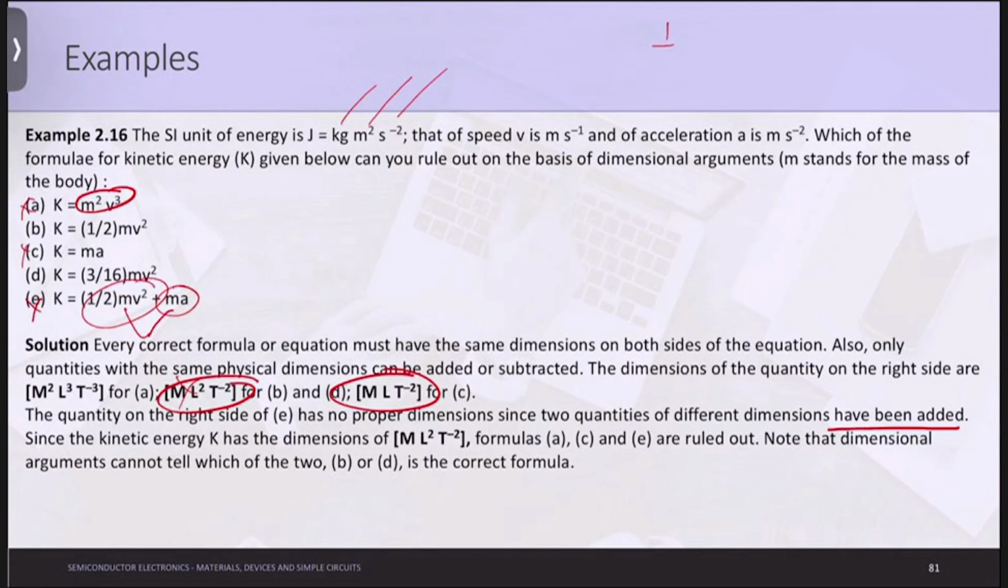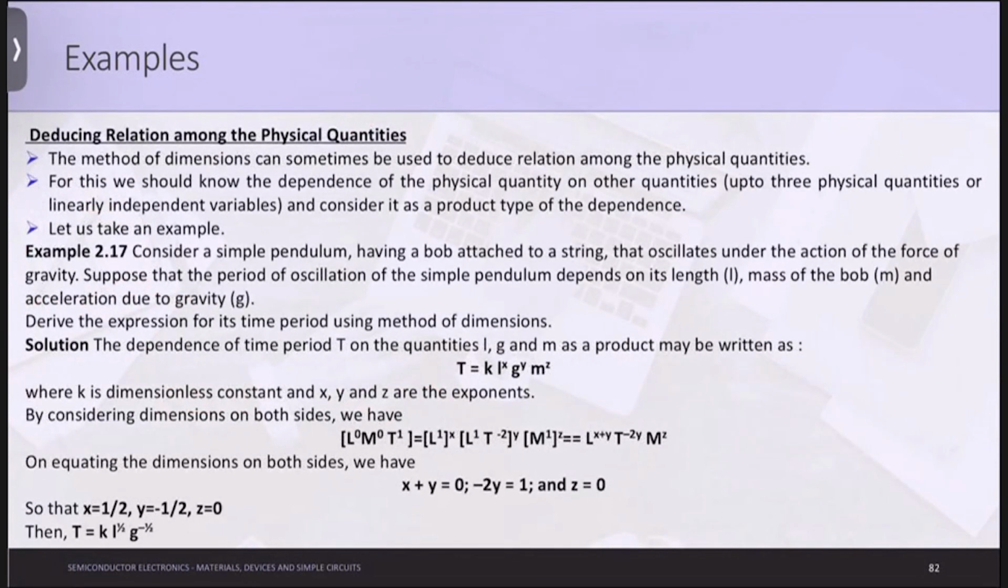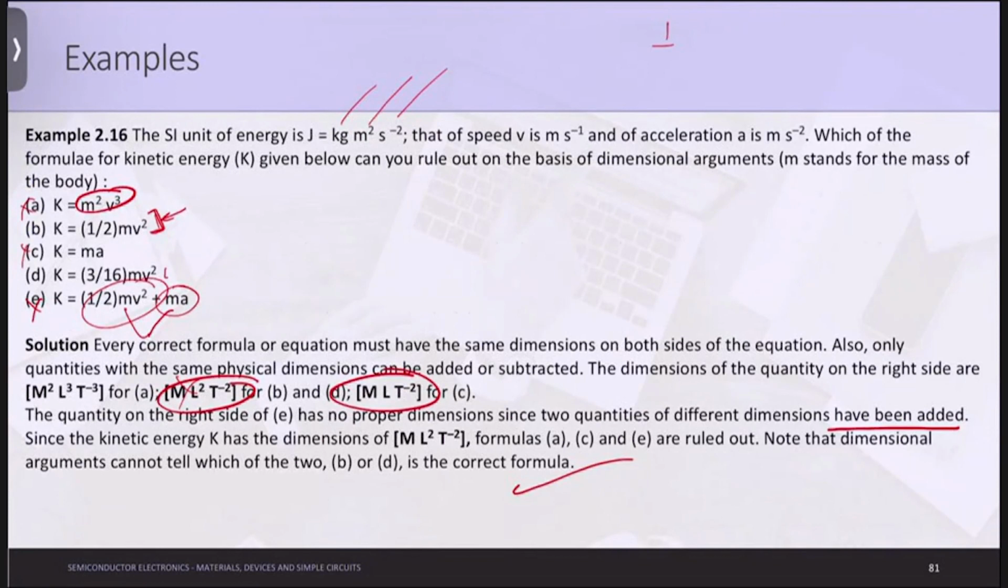Note that dimensional argument cannot tell which of the two, B or D, is the correct form. So we just need to understand, this is one of the typical examples. This is the answer for kinetic energy, but as you can see, both B and D have the same dimensions. Hence, we need to justify our answer more. The accuracy cannot be obtained as long as you don't know the correct equation. Dimensionally it can tell you the equation may be right, but the equation may be wrong also. So basically this is the correct answer here, but actually kinetic energy is not 3/16 mv². Kinetic energy is half mv².